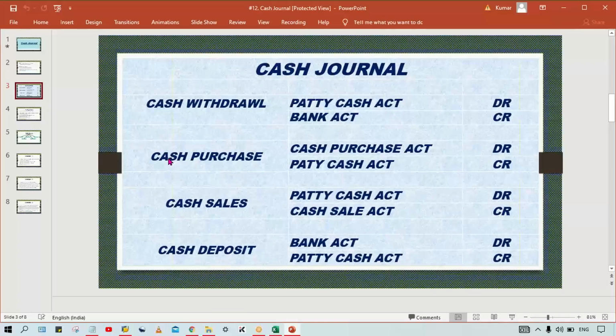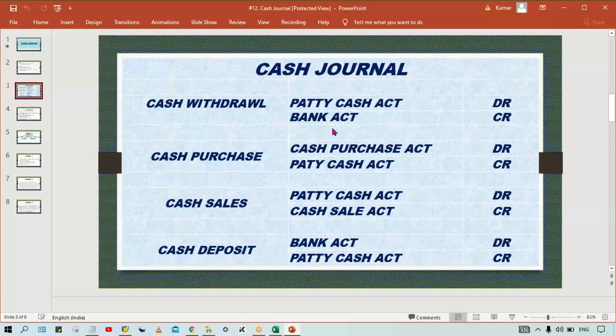Now what next, guys? The next one is cash purchase. During purchase, what is happening, guys? It is expenses, so cash purchase account. Now cash purchase means what, guys? Purchase of stationery, purchase of snacks, tea, coffee, or let's suppose payment made to daily wages, some local laborers, or small other items, purchase of anything.